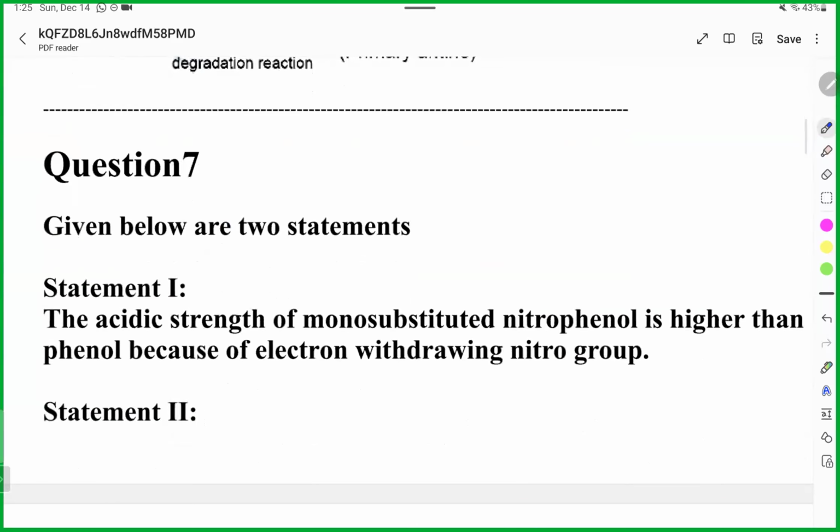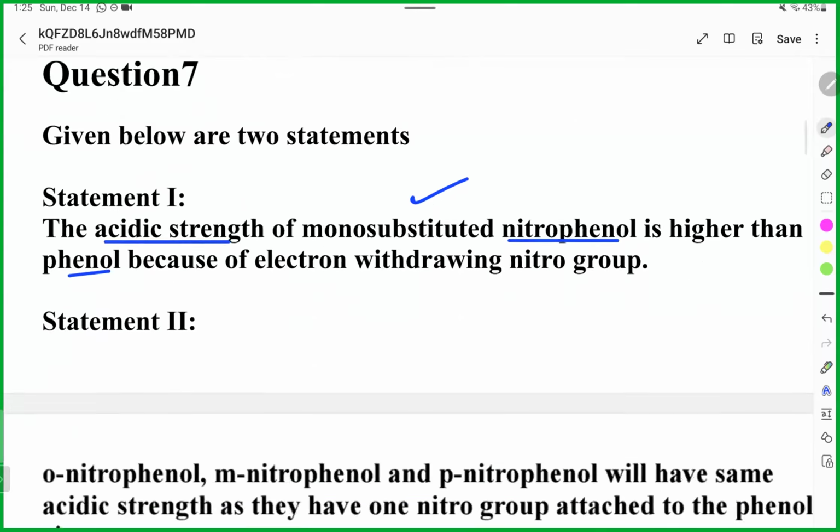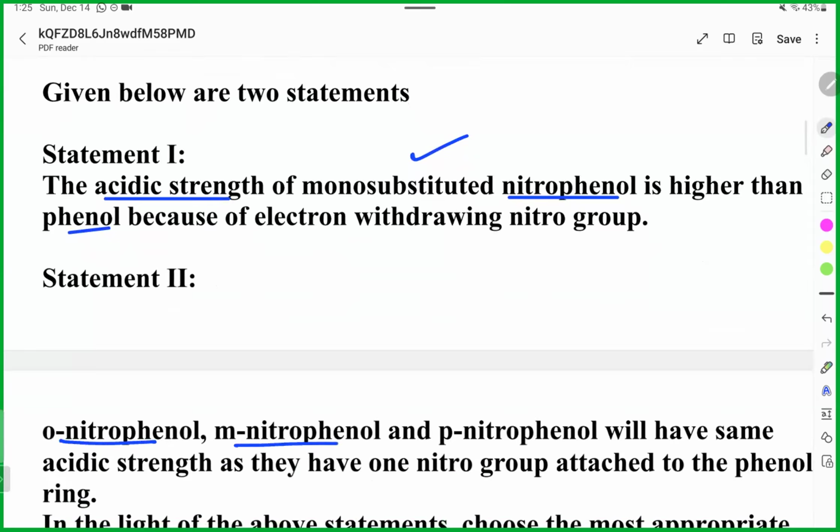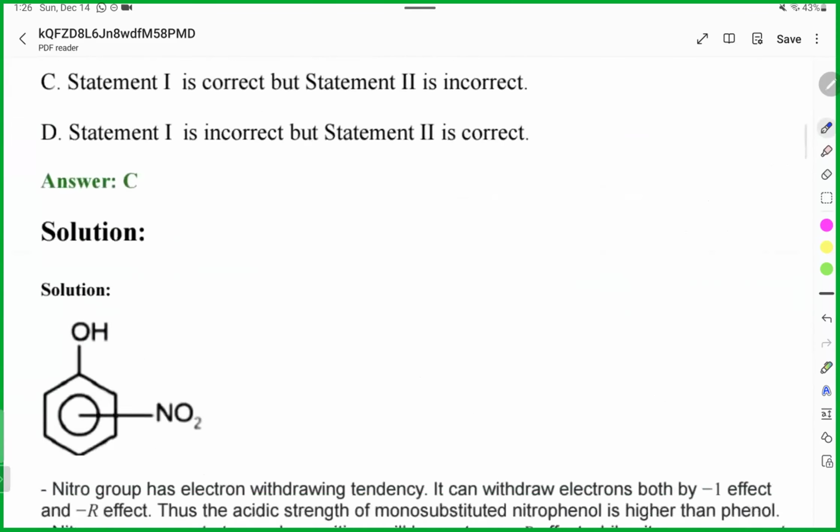Acidic strength of monosubstituted nitrophenol is higher than phenol because of the electron withdrawing group. Correct. Next: orthonitrophenol, metanitrophenol, and paranitrophenol will have the same acidic strength as they have one nitro group. No, ortho, meta and para will have different impact, so this is wrong.